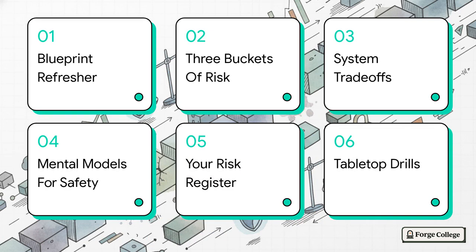Here's our inspection agenda for today. First up, a blueprint refresher. Second, the 3 buckets of risk. Third, navigating system trade-offs. Fourth, mental models for safety. Fifth, building your risk register. And finally, runbooks and tabletop drills.